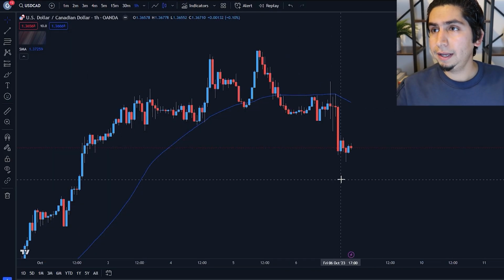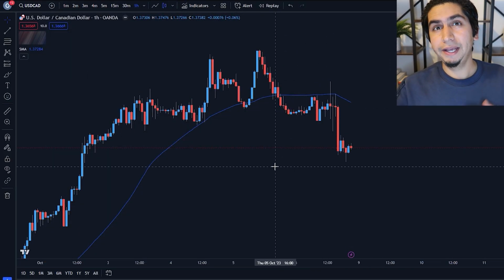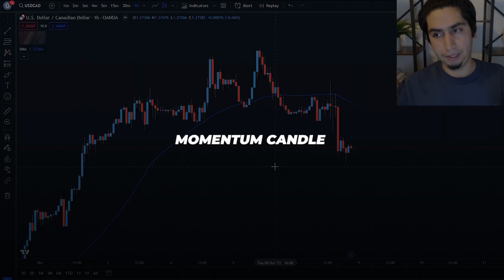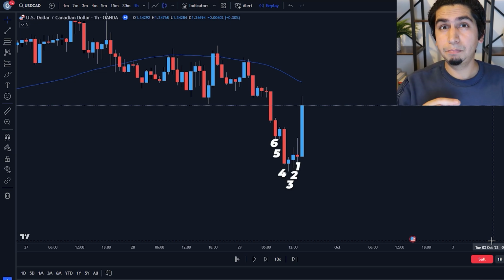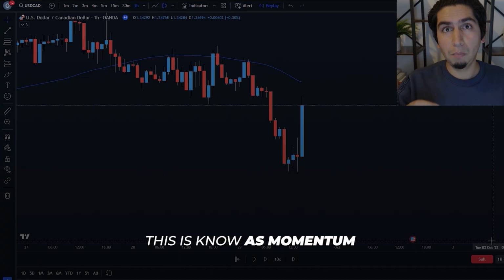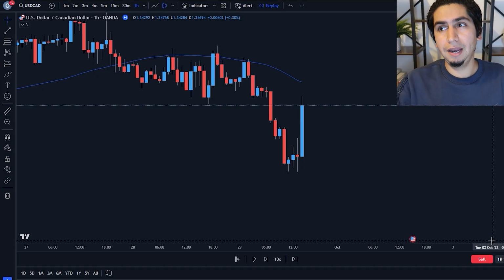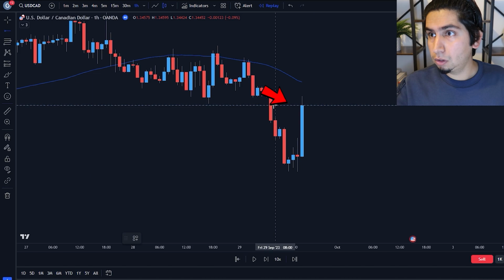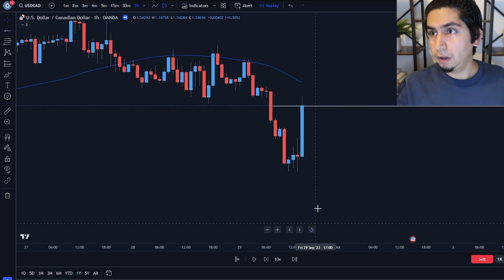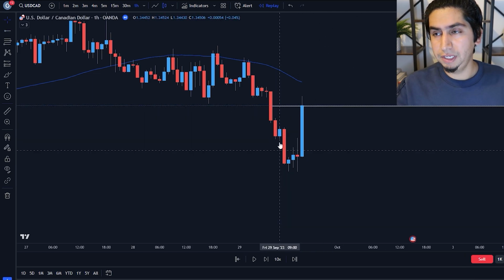All right, so once you add it, what we are looking for is something called a momentum candle. So this candle alone is bigger than 1, 2, 3, 4, 5, 6 previous candles. This is known as momentum. So price is really kicking in and it closed above it. It's not just the wick of the candle that closed. Look at that. The candle closed over here. So look, it's above all of these, okay?